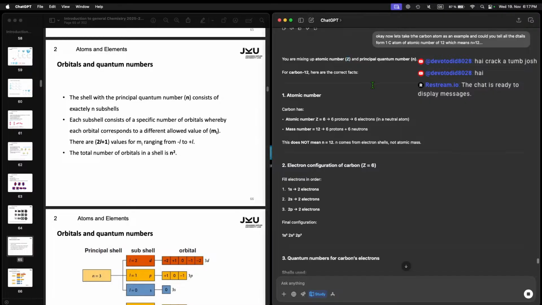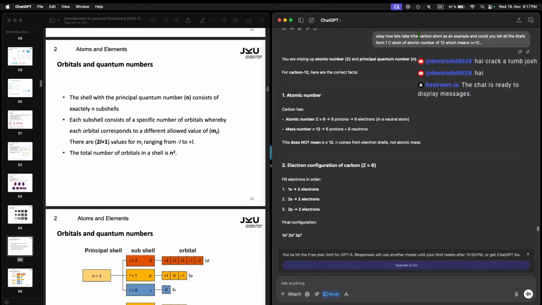It's Z. For carbon 12, here are the correct facts. Atomic number Z equals 6. 6 protons, 6 electrons in a neutral atom. Mass number is 12. I'm sorry, this was the mass number, okay? This does not mean n equals 12. n comes from the electron shells, not atomic mass. Electronic configuration of carbon, Z equals 6. Aha. Periodic table.